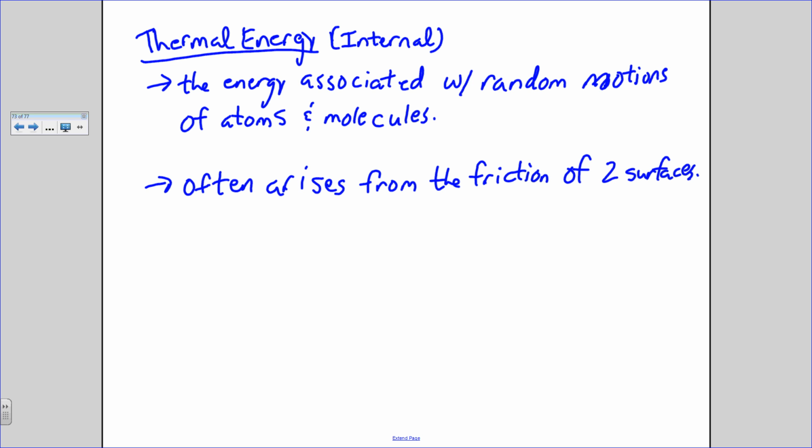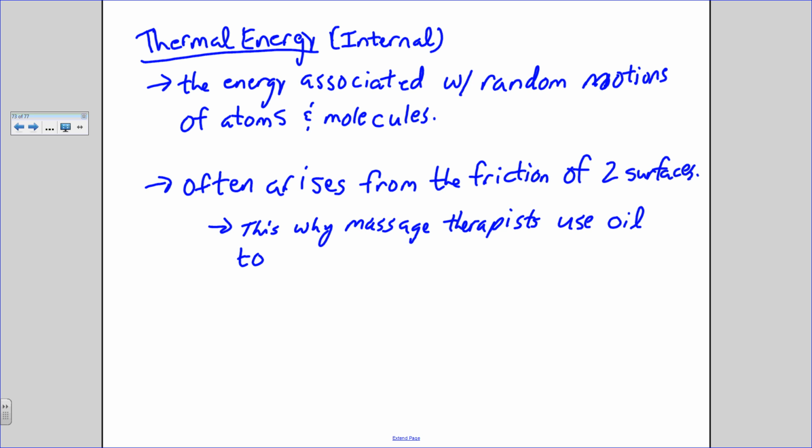This, by the way, I didn't know this, but I read it in our book. This is why massage therapists use oil, to decrease the amount of energy that's lost to thermal. And I guess it feels good too.